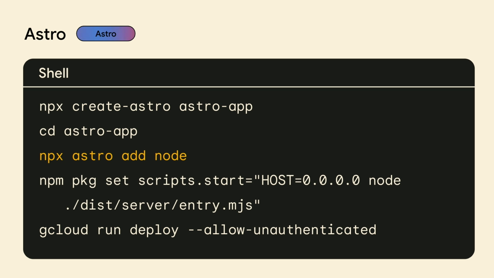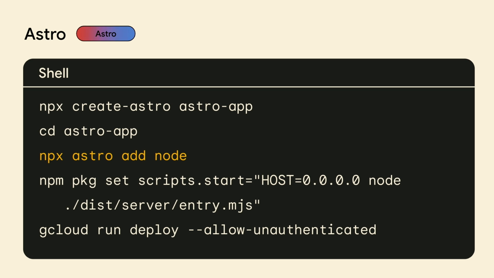npx astro add node. Some of you may know that Node is no longer the only runtime, the only environment, the only game in town for JavaScript. There are other environments now where you can run your JavaScript code. So this says we are going to be using the Node adapter. We're going to be using the Node environment, so we're letting Astro know, hey, the things that you do to run in a Node environment, we want you to do those.